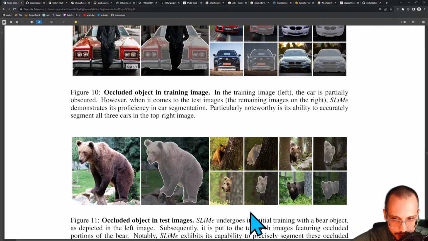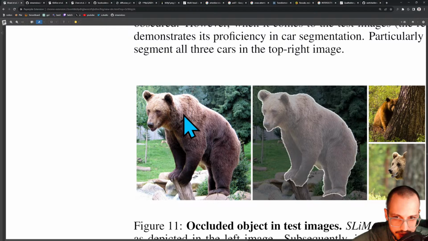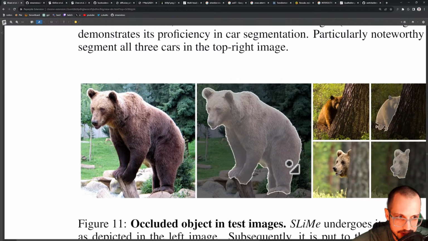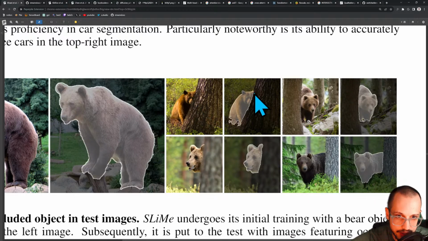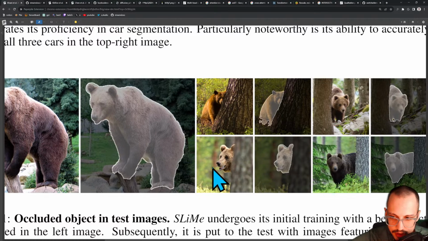Similar kind of thing here happening with some bears, where you're providing this single image example here of like, here is the bear, and then he's like, oh, okay, you want the bear? Here you go. Here's the bear. This is also a bear. This is a bear. Look at that. Look at these beautiful little bear boys. Okay.